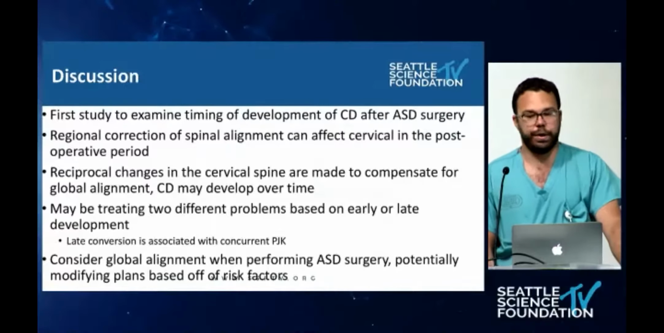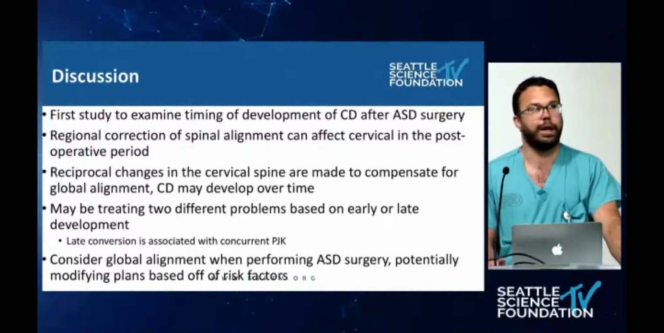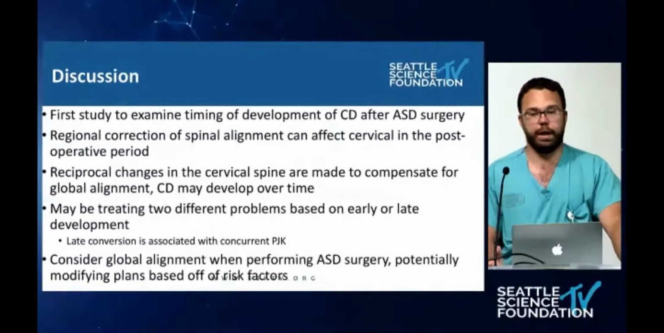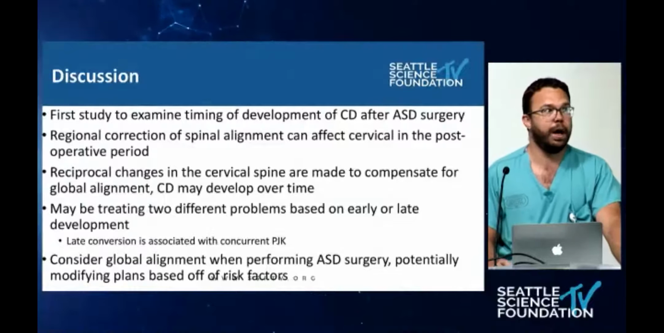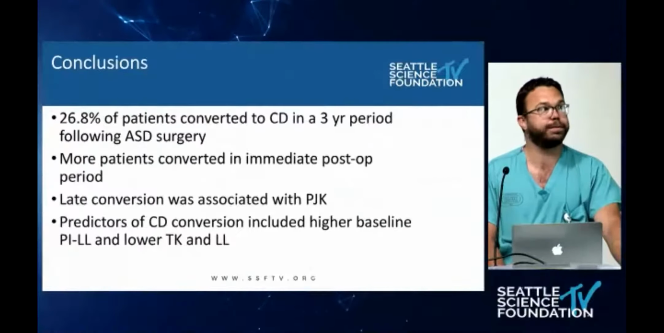So one of the take-home points of this paper is to consider global alignment, not just the pelvic parameters, when performing something like a T10 to the pelvis, and then potentially modifying your plans based off of some of these risk factors.